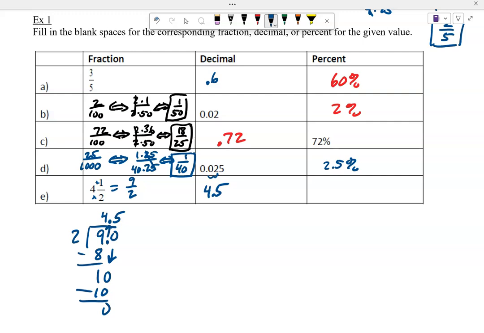As a percent, well, let's move the decimal to the right a couple times. 1, 2. Notice there's no 0 there, right? It's 4. I'm moving it right 2. 1, 2. So 450% is actually what that 4.5 is in percent form.